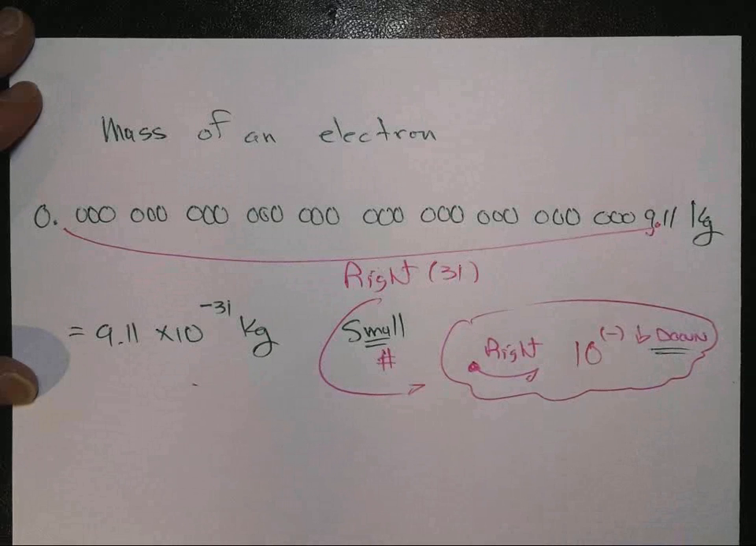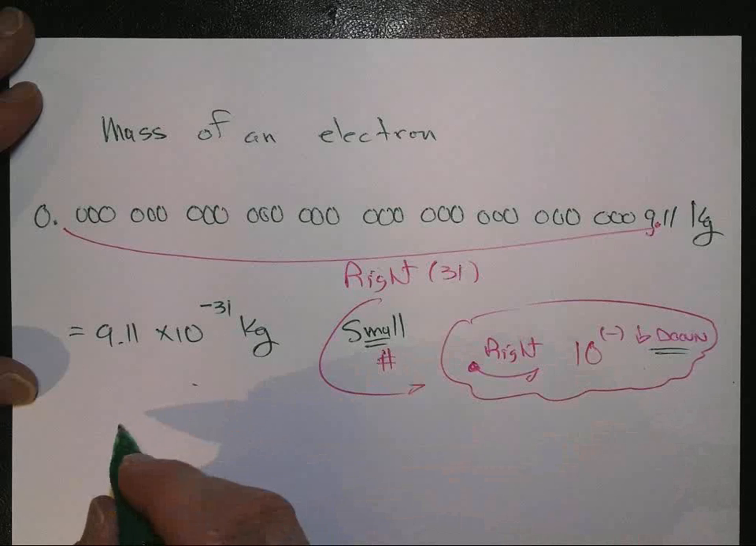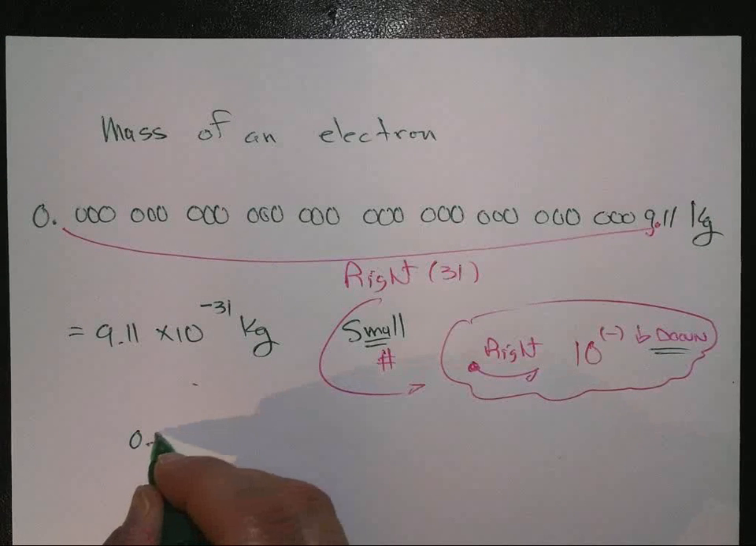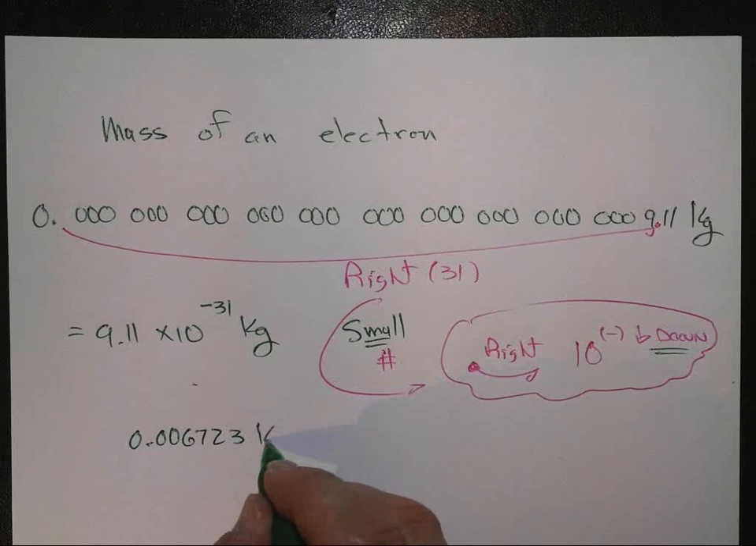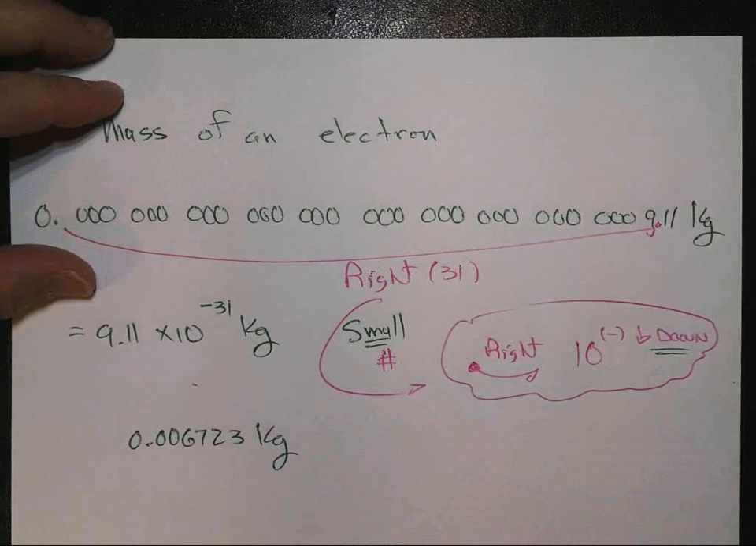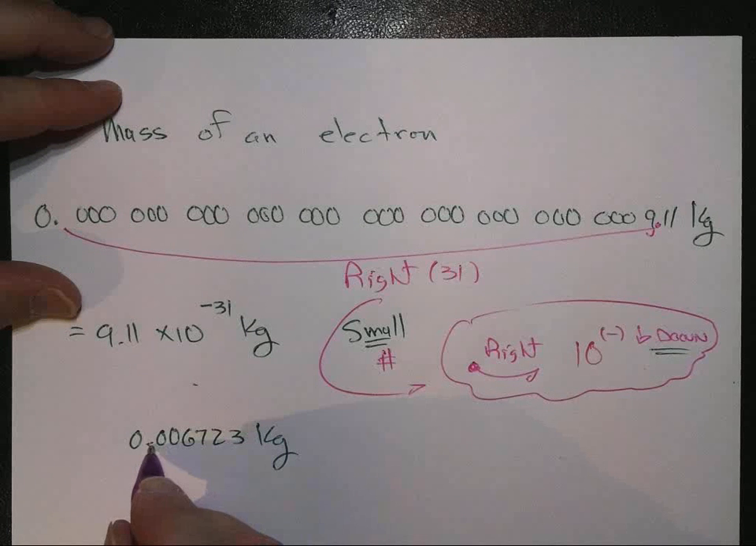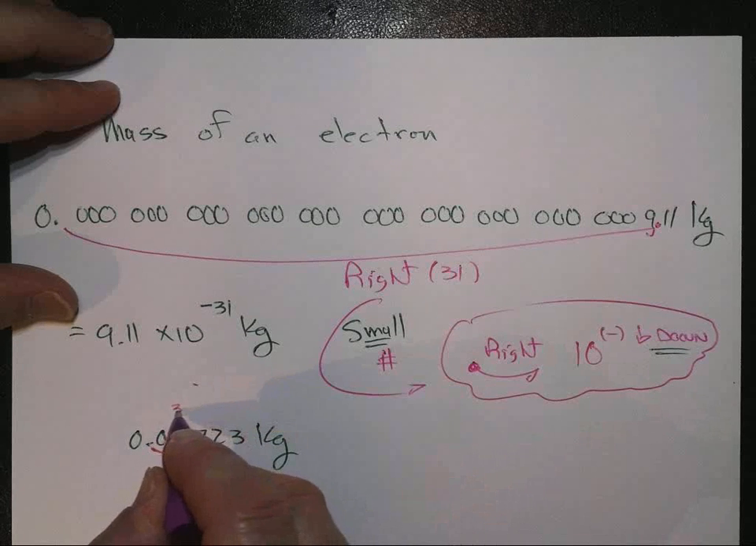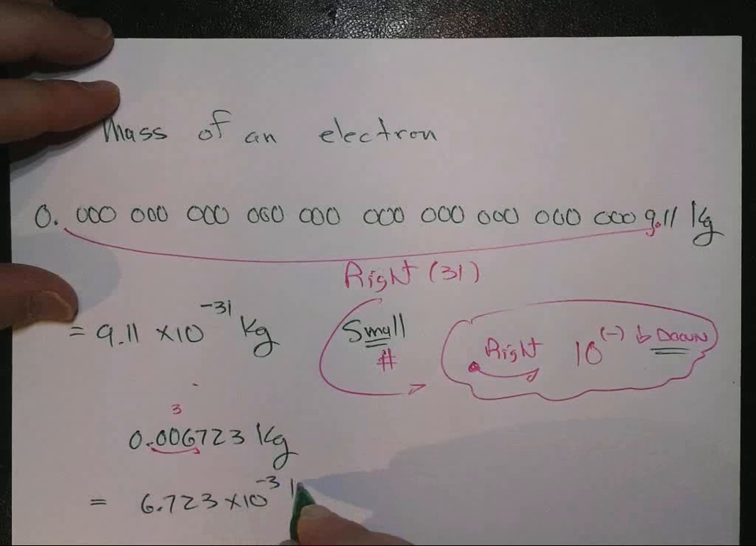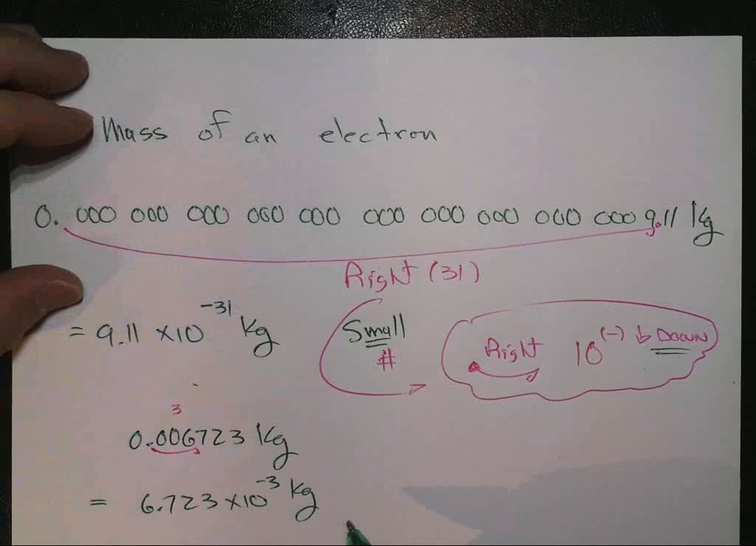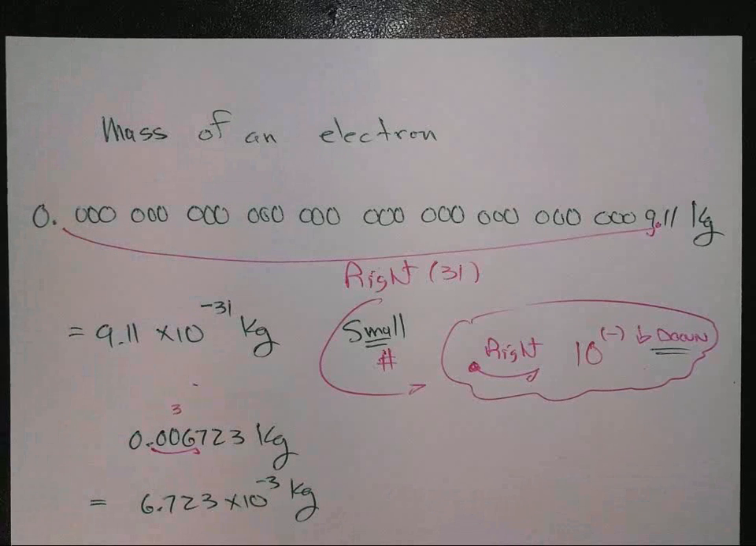For example, another one. Suppose we have 0.006723 kilograms. And we're going to move the decimal place. This time we're going to move it so we have one non-zero digit in front of it. So we moved it 3 to the right. So in scientific notation, this number would be 6.723 times 10 to the minus third kilograms. So that's the deal. That's how you do it.